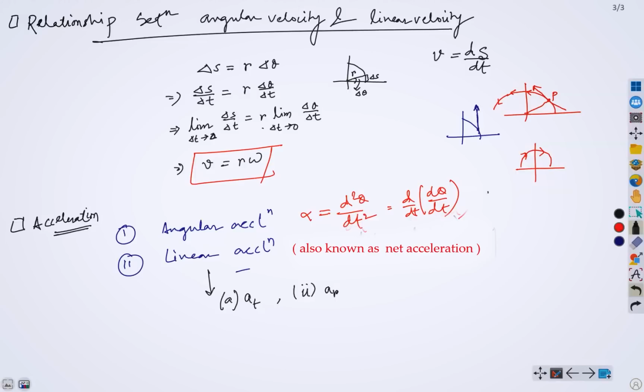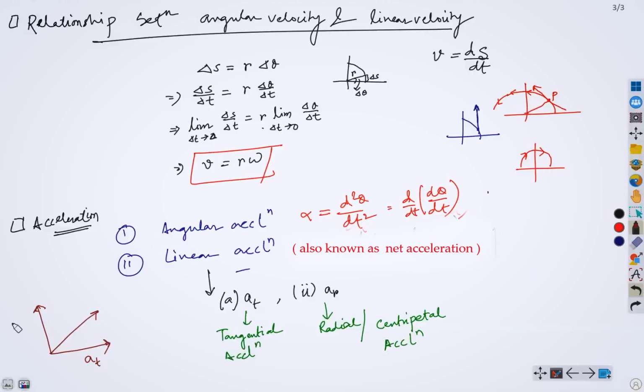Let me write down the names here. This is tangential acceleration, and this is radial or centripetal acceleration. The thing is something like this. This is the linear acceleration, and we have resolved it into two components using the parallelogram law. We can resolve a vector into two components, right? So this is our AT and this is our AR. AT, as you can see from the name, is along the tangent. The direction of AR is along the radius toward the center.